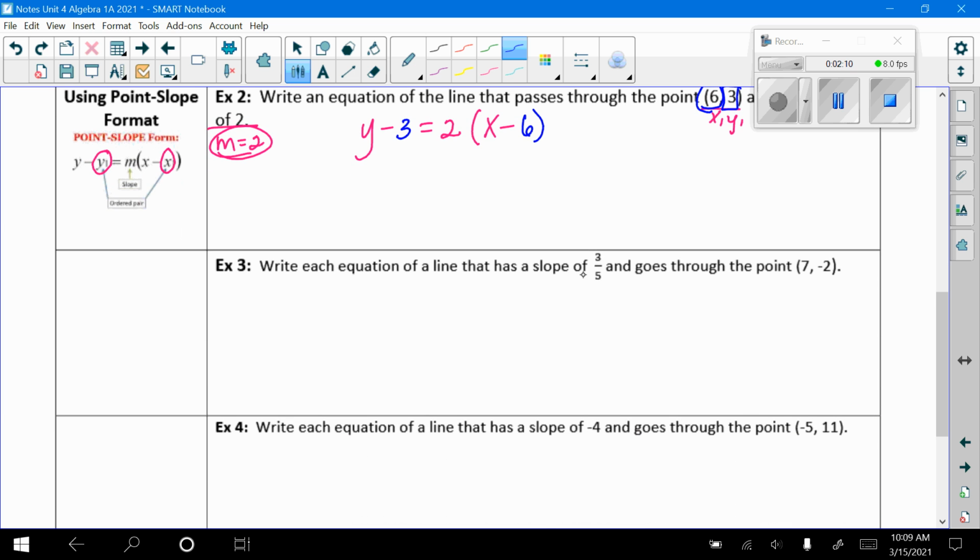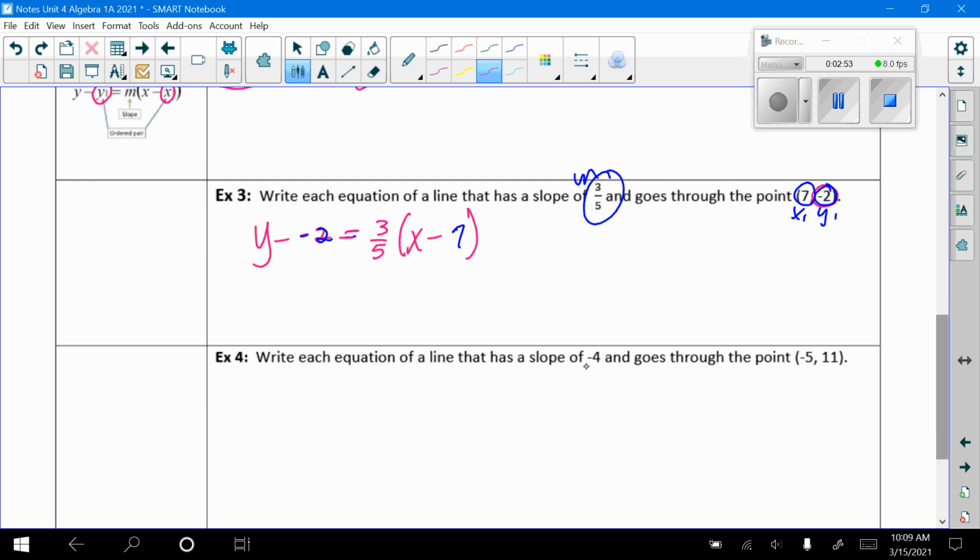Write the equation of a line that has a slope of this and goes through the point this. So here's my m, and then this is x1, y1. So once again, we're going to go y minus my y value. It's a -2, so it's going to be -2. Equals my slope of 3/5 times x minus, and this is 7. Done. All we have to do is plug it in.